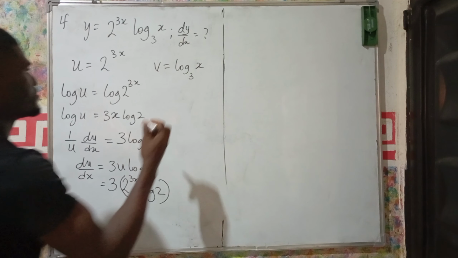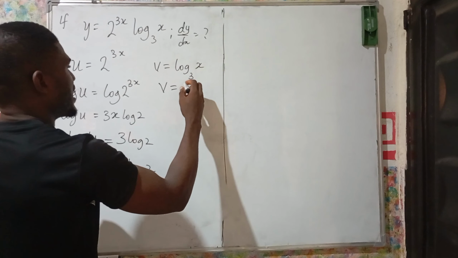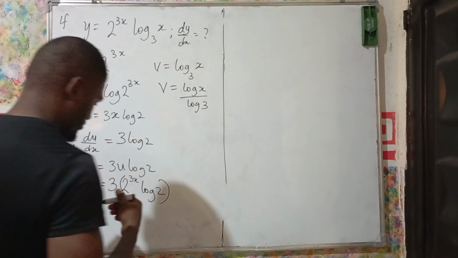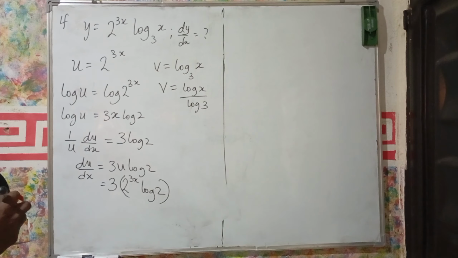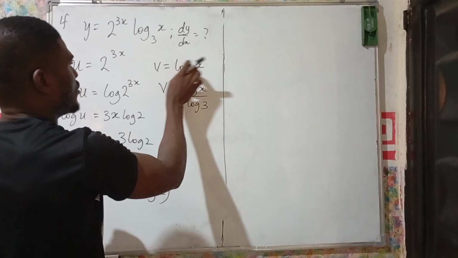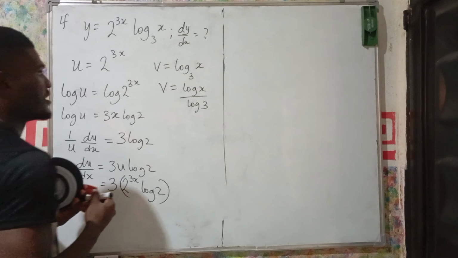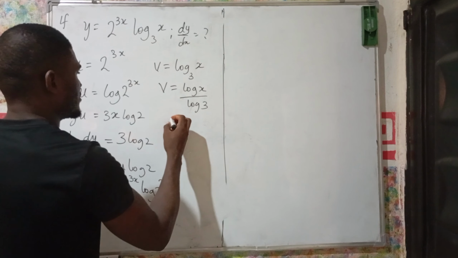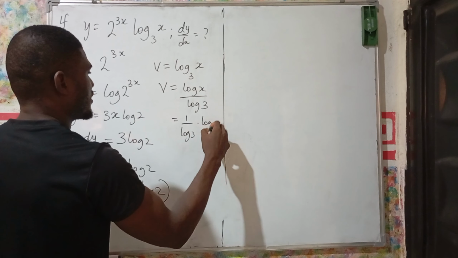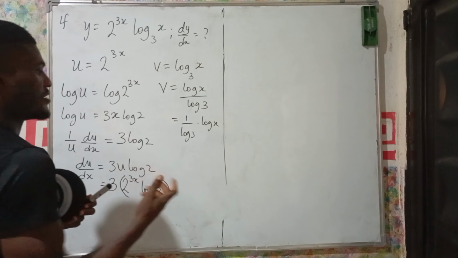Now differentiating v. At this point, we can first of all say that v here is the same thing as log x over log 3. So we are changing the base to base 10, taking log of x and also log of the base. Now we can write this down as 1 over log 3 multiplied to log x. It's still the same thing as this. And then we can differentiate this.